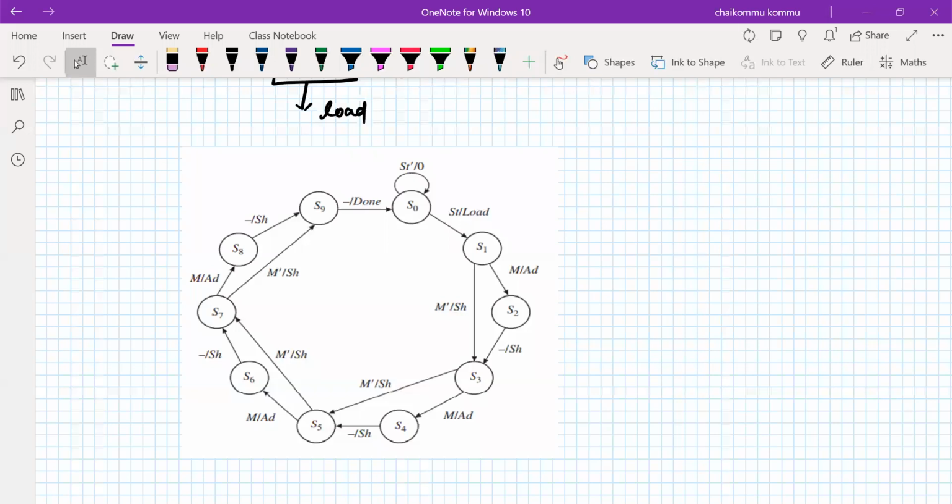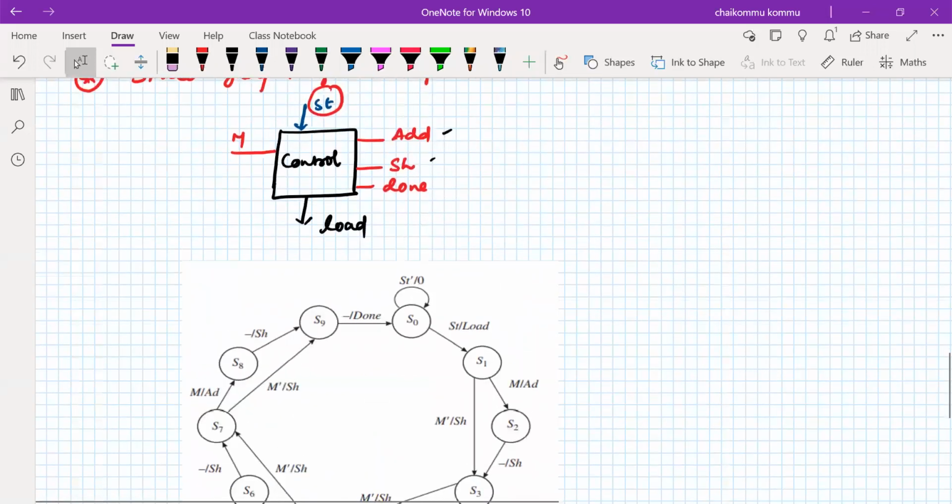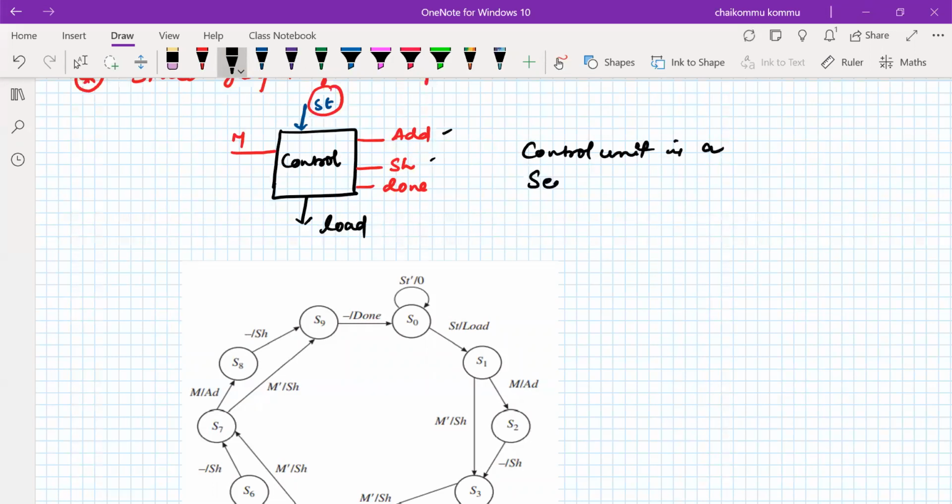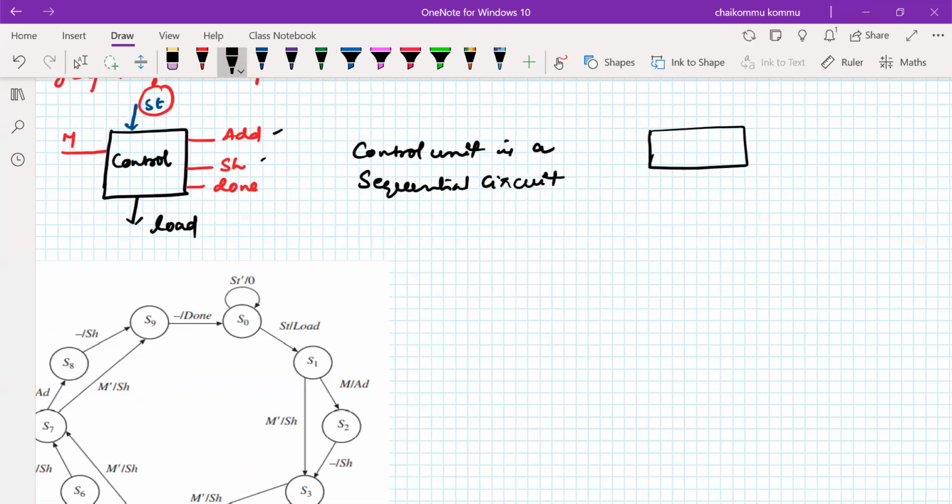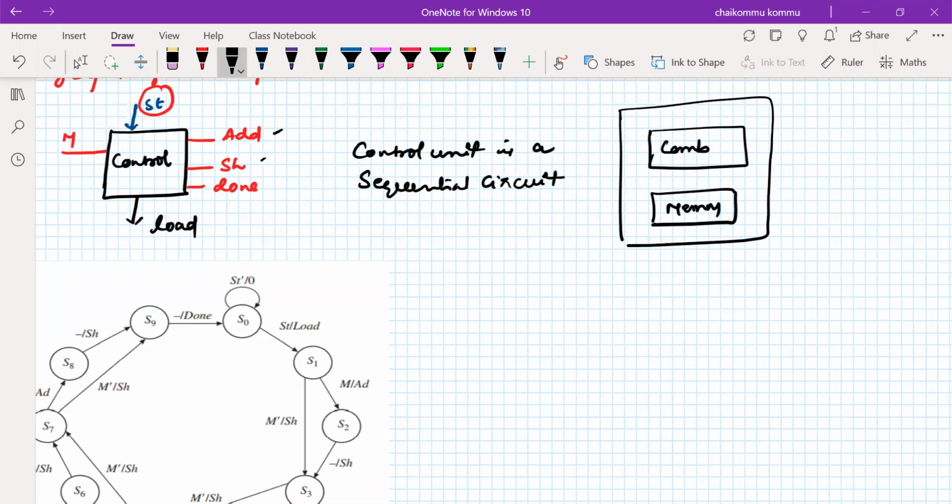Normally the control unit is a sequential circuit. For every sequential circuit, what information will be there? It has a combinational block, and there is a memory element. All together we will consider this one. Therefore, the control unit is actually a sequential element. So something like this, and then we combine this one and this one.